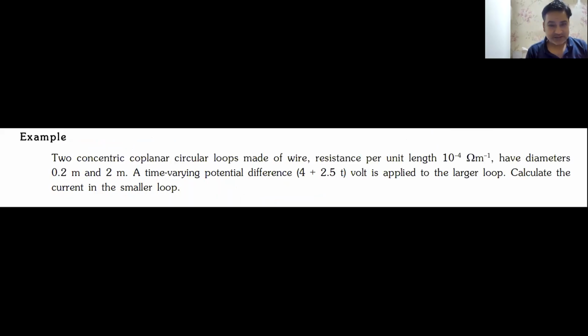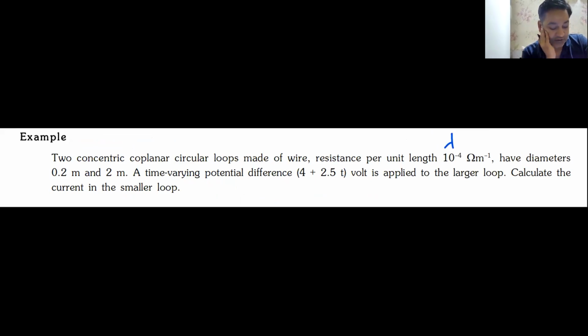Here comes the next question. Again, a simple one. Now, you might think that this question comes from mutual induction. Big coil, small coil. But see the language of this question. Two concentric circular loops made up of wire of resistance per unit length 10 raised to the power minus 4. You can take it as lambda if you want to. You want to just solve it algebraically.